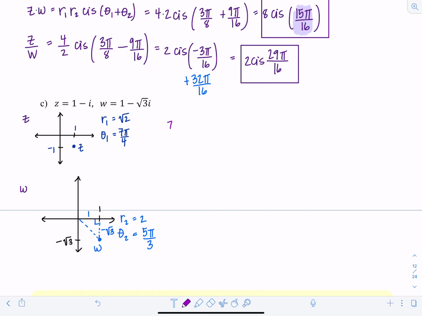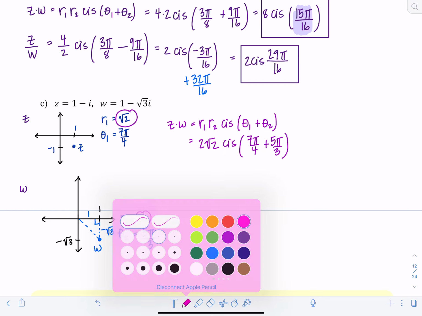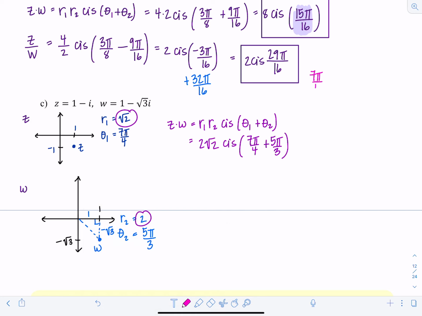So z times w is going to be r1 times r2 cis theta 1 plus theta 2. So r1 times r2, that's going to be 2 rad 2 cis 7 pi over 4 plus 5 pi over 3. Okay, 7 pi over 4 plus 5 pi over 3. We need a common denominator. We're going to show you a little slick way to multiply. It doesn't give you the least common denominator, but sometimes it'll just do the job so nice and quick.